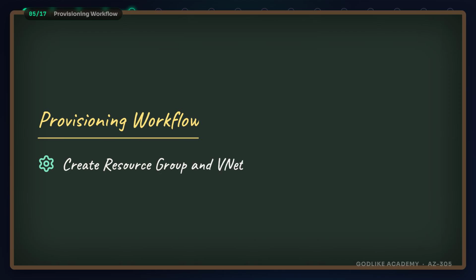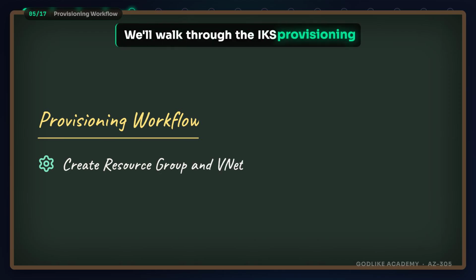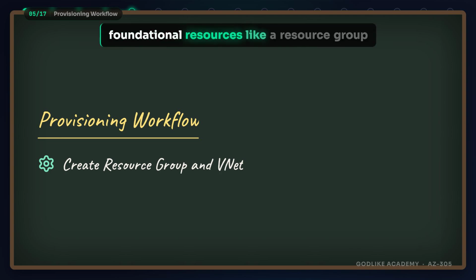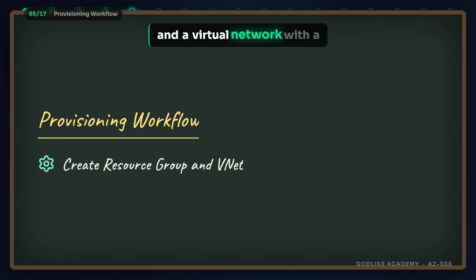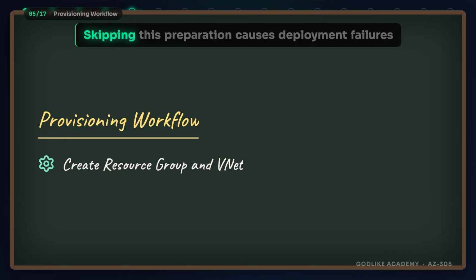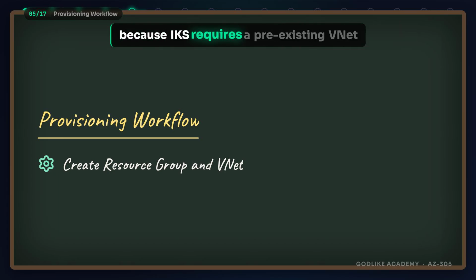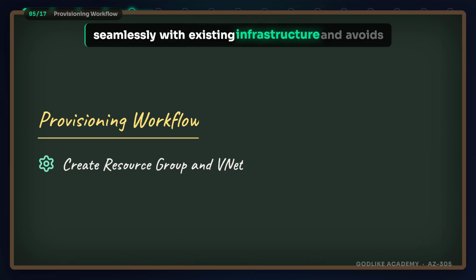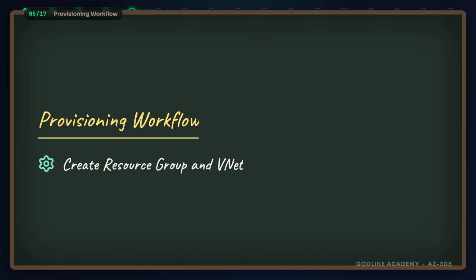Now let's get practical. We'll walk through the AKS provisioning workflow step by step using the Azure CLI. First, we need to set up foundational resources like a resource group and a virtual network with a dedicated subnet. Skipping this preparation causes deployment failures because AKS requires a pre-existing VNet subnet for pod IP assignment. Proper planning ensures your cluster integrates seamlessly with existing infrastructure and avoids networking conflicts that could block application traffic.